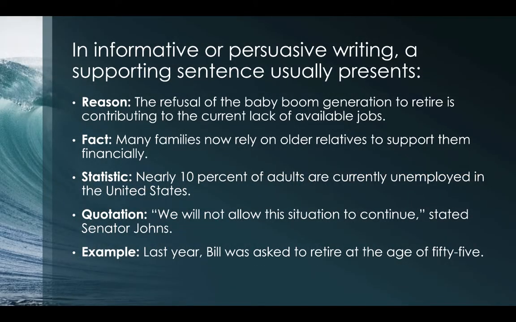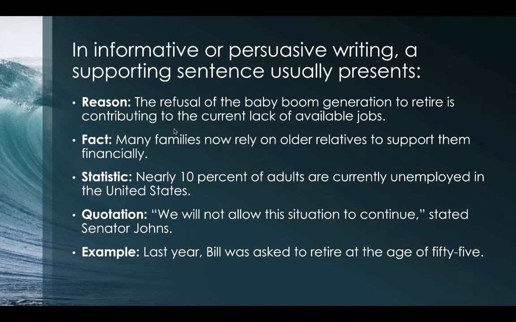So in informative or persuasive writing, a supporting sentence usually presents a reason. So the refusal of the baby boom generation to retire is contributing to the current lack of available jobs. So we got a reason here that is obviously supporting a topic sentence about why there's a lack of available jobs. It may present a fact. Many families now rely on older relatives to support them financially. So again, we're still talking about the same thing. We're still talking about the baby boom generation, older adults, that kind of thing, and looking at jobs.